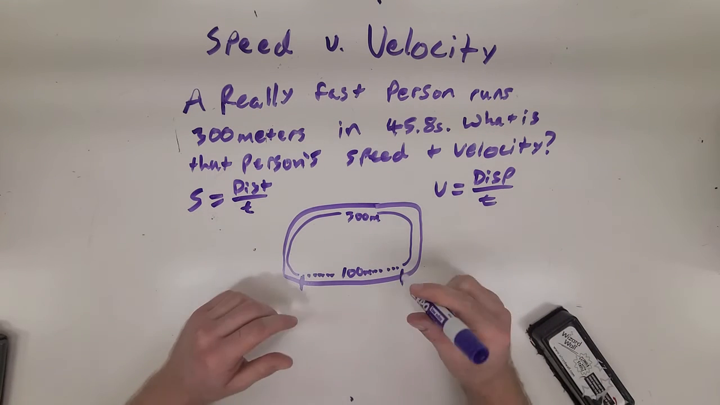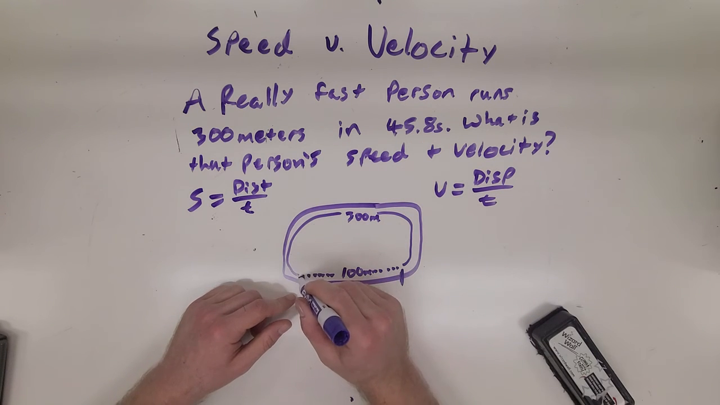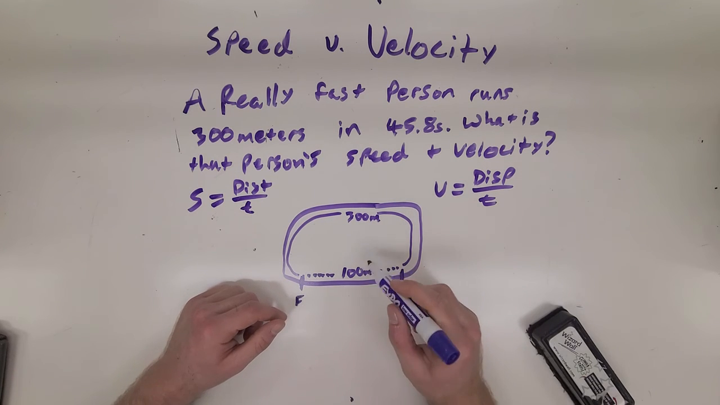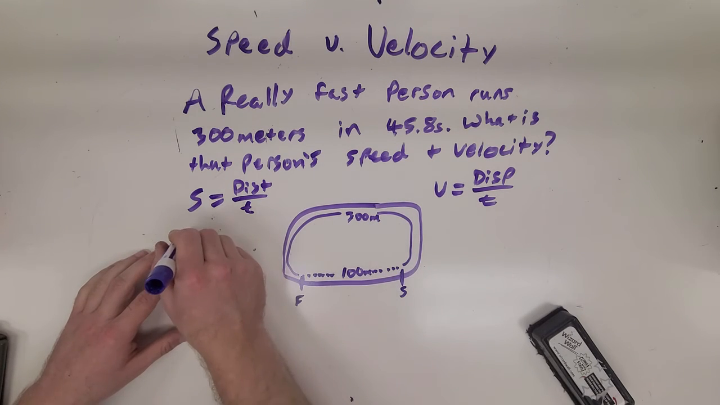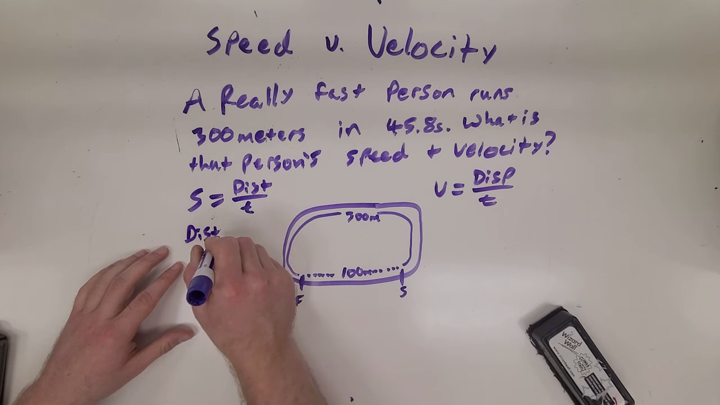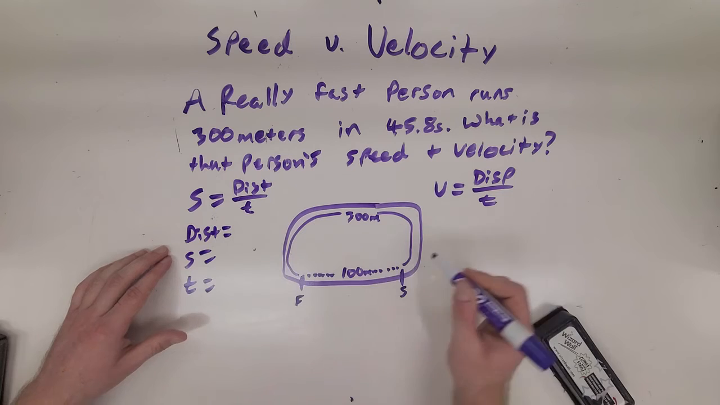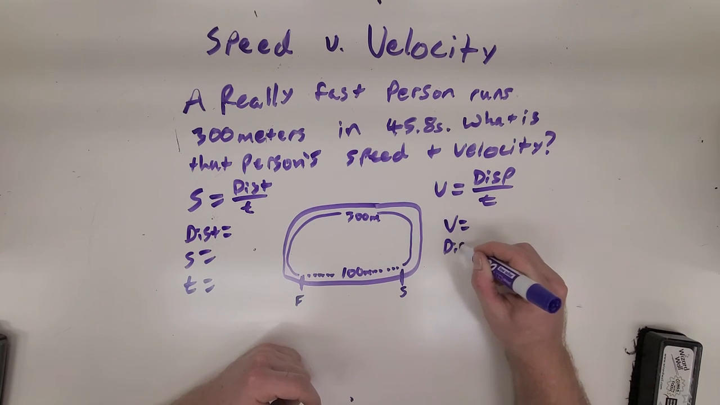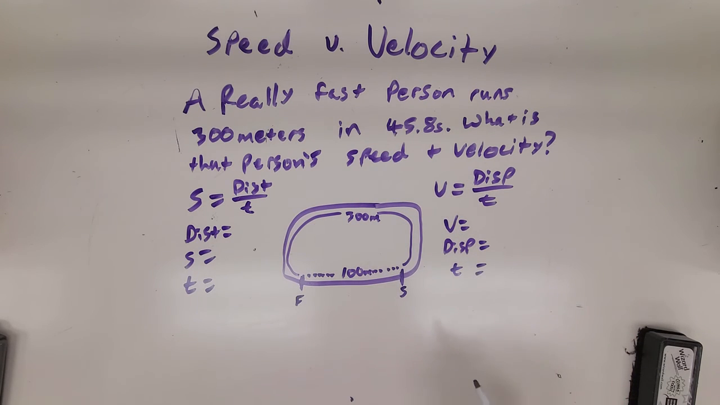So if we take a look at a track here, let's say they're starting over here at the normal 400 meter starting spot, and they just wanted to finish over here at the 100 meter spot right here. So here's start, here's finish. They run around the track right here. Well, let's go ahead and write this out. We need to find the distance, speed, and time here for this. And for velocity, we need to find the displacement and time so that we can find the velocity.